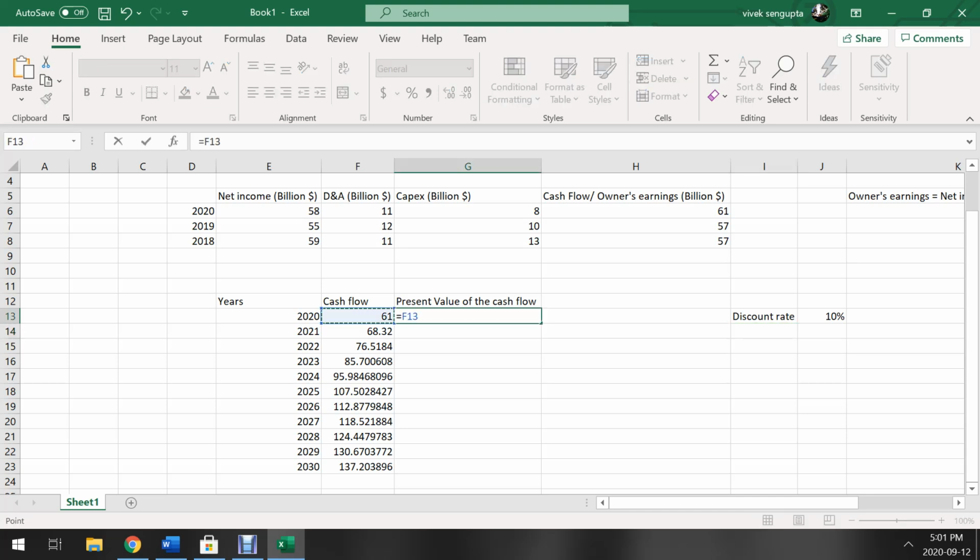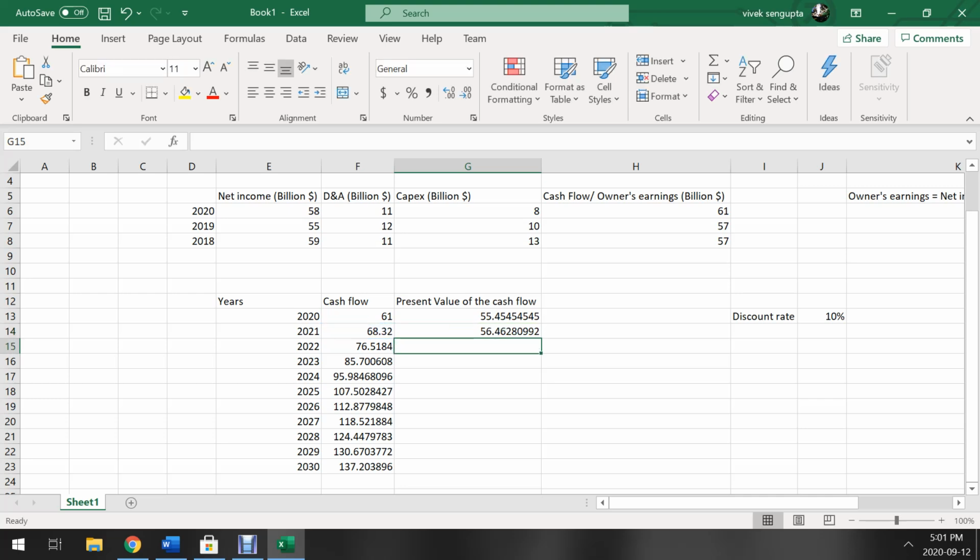1.1, right? Power 1. Why 1? Because 1 is the year 1, right? So basically you divide it by 1.1 power 1, because our discount rate is 10%, right? And you have to do the same for the next one. You have to do the same 1.1. Now it will be power 2 because it's year 2, right?